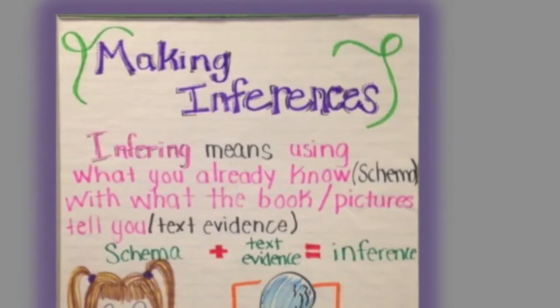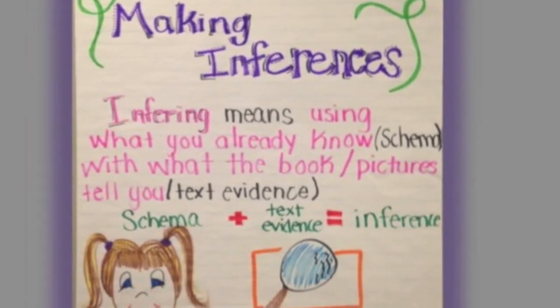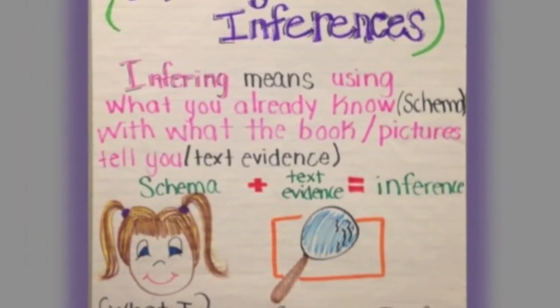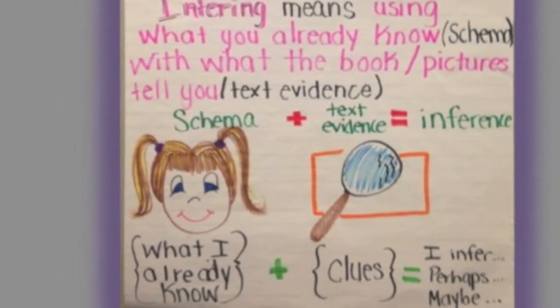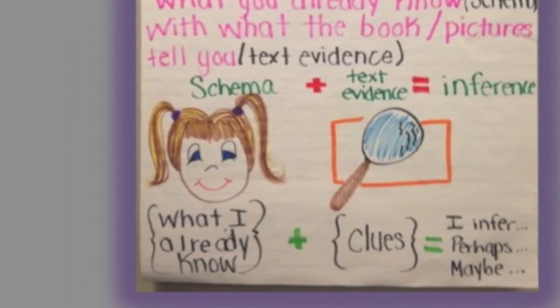Lastly, we are going to talk about where you think this took place. Since this book is fiction and it does not tell us where it took place, this will be a question you will use inferencing to answer. Remember, making an inference is using what you already know while adding in the picture and word clues to help you answer the question. Where do you think this story took place?